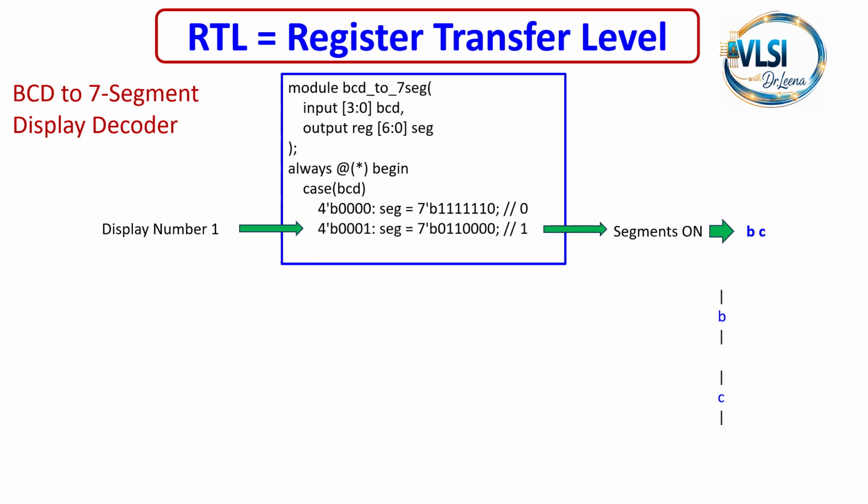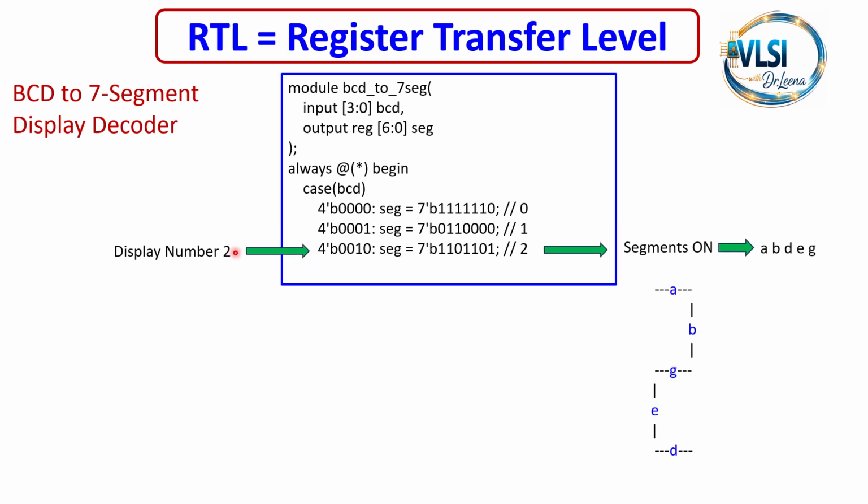Now we need to display the number 2. For that, 4-bit binary 0010. We are giving segment is equal to 7-bit binary 1101101 and it will be displaying 2. Let us see how it is displaying. Here the segments on are A, B, C is off, D, E is on and F is off and G is on. So segments on are A, B, D, E, G. So you see A, B, D, E, G. It forms the pattern 2.